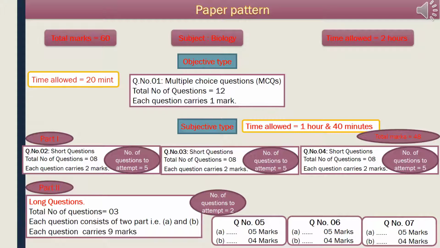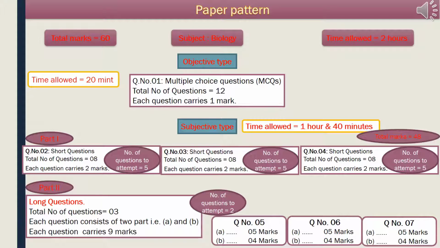Biology papers are mainly divided into two portions. The first portion is objective type and the second one is subjective type. In objective type, question number 1 is a multiple choice question. In this portion, there are a total of 12 questions. Each question has 4 options. Students have to mark the correct option. Each question carries 1 mark. For this purpose, 20 minutes are allowed.